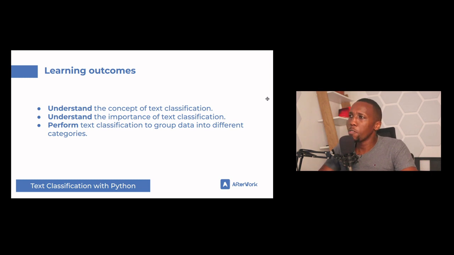By the end of this course, you are expected to have achieved the following learning outcomes. You should be able to understand the concept of text classification. You should also be able to understand the importance of text classification as well as perform text classification to group data into different categories using the Python programming language.